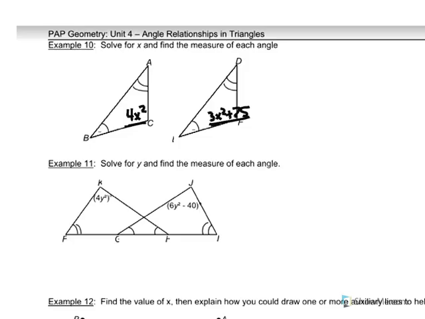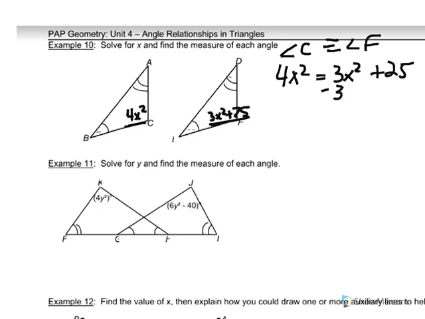So we are given that these two angles are congruent and these two angles are congruent. So we know that our third angle is congruent. So we can say that angle C is congruent to angle F. And so we can set up our problem that 4x squared is equal to 3x squared plus 25. So let's solve. We're going to subtract 3x squared from both sides. So we get x squared equals 25.